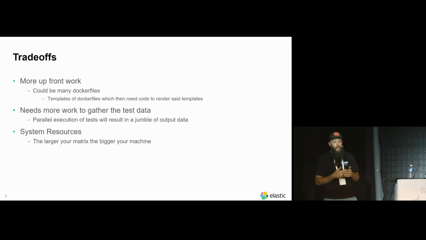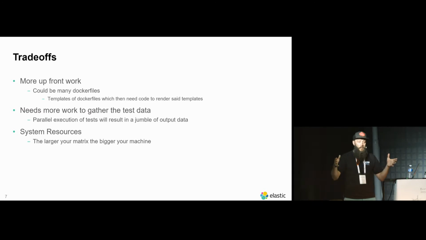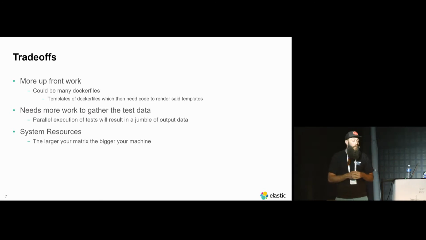And then the last thing is system resources. The more containers you have running on your computer, obviously the more resources you're going to need. So this can be solved by using bigger machines, using something like Kubernetes or Docker Swarm to actually scale this out horizontally across a variety of nodes.